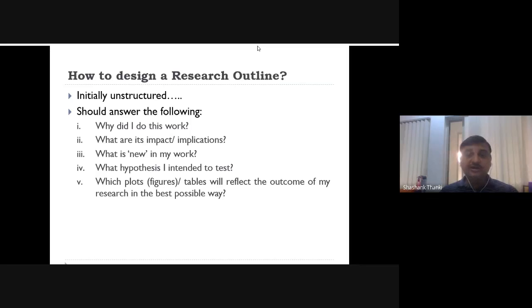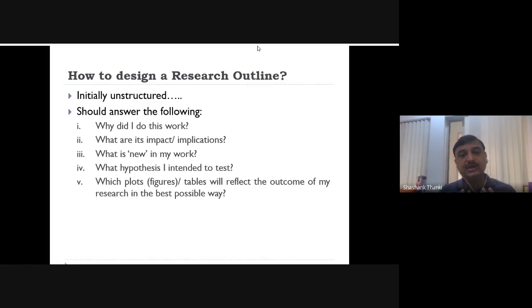Yes, then which figures or tables will reflect the outcome of my research in the best possible way. See, you might be having a pie chart or say, radar chart, or you might be having a bar chart, anything. But now, see, the same data set can be presented in different manners. Now, how are my results best presented, which kind of figure, which kind of plots, how it should be presented, whether it is good to present it in the tabular form, or it is good to present it in the plot form.